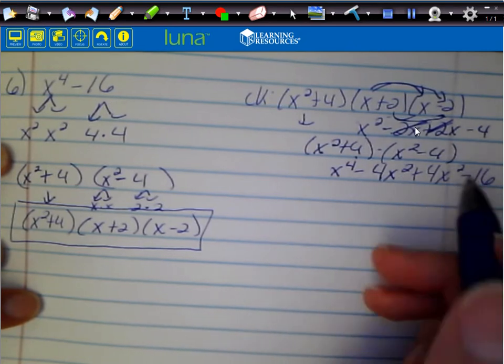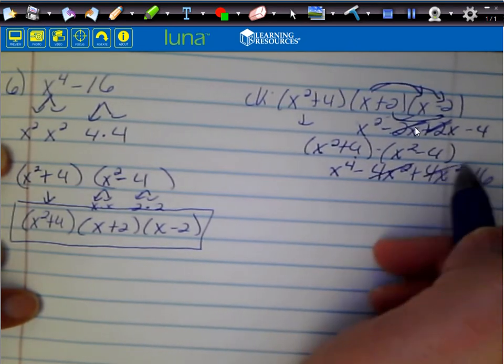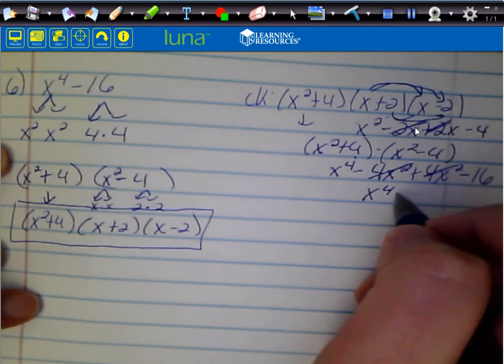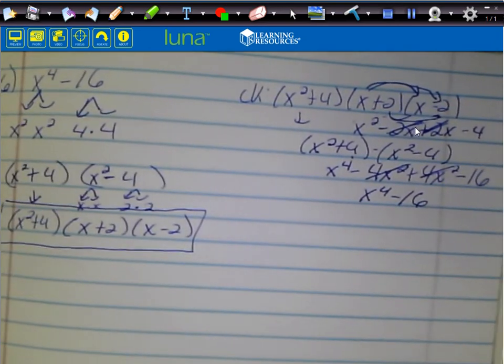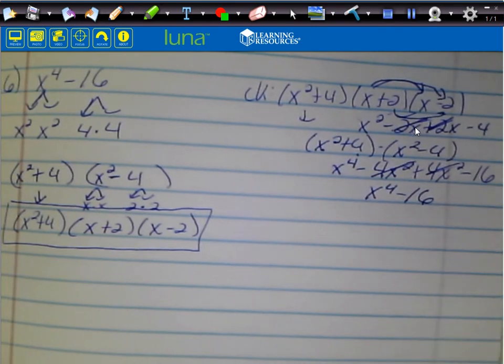My negative 4x squared and my positive 4x squared here are going to cancel, and I'm left with x to the 4th minus 16, which is exactly what I started with. Please make sure that you have the work and the check written for that one before you move on.